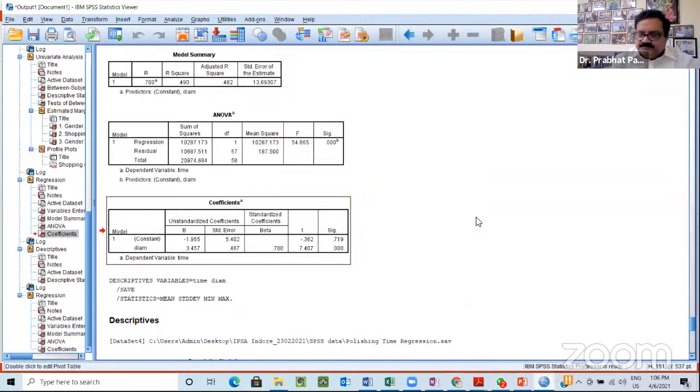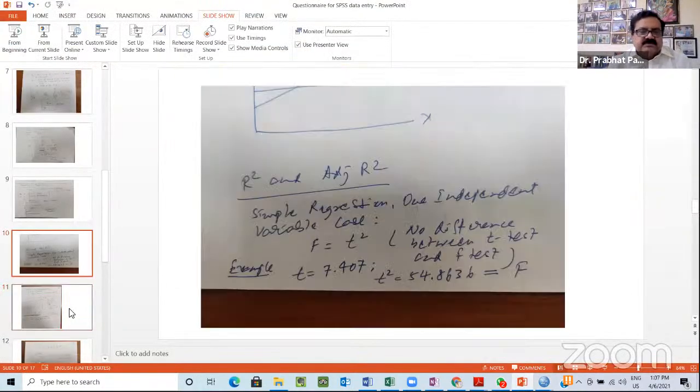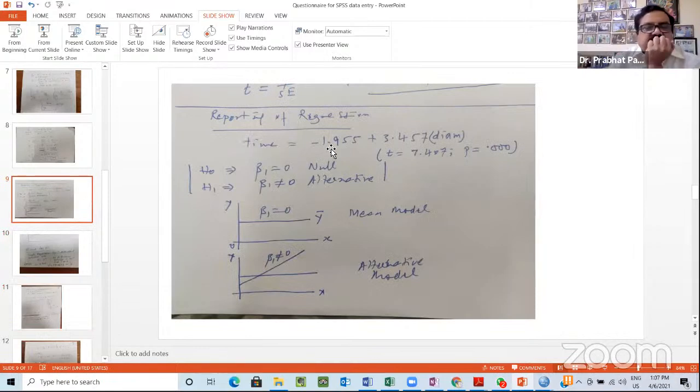So let me just take out the value. I'm just noting it down. So your regression equation is y equal to minus 1.955 plus 3.457 multiplied by diameter. So this is the equation that we have. Let me also show you that it is written over here. This is the time minus 1.7. If I have to calculate the error, then I have to take y minus this whole thing. And when we do the minus, this minus becomes plus and this plus becomes minus. So it will become y plus 1.955 minus 3.457 diameter.